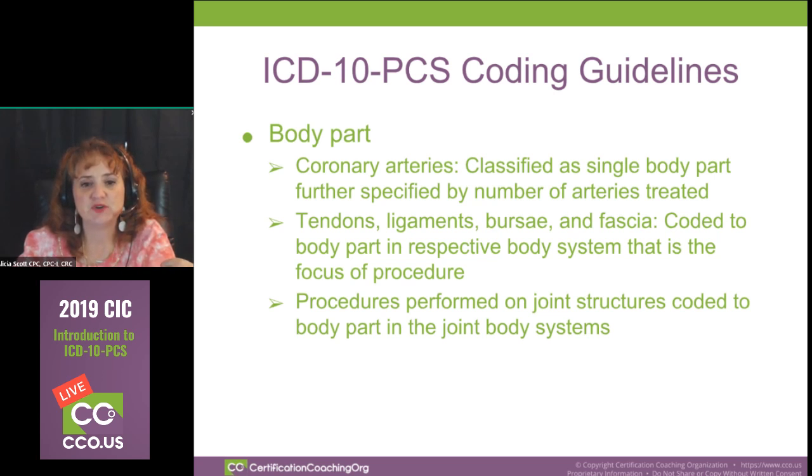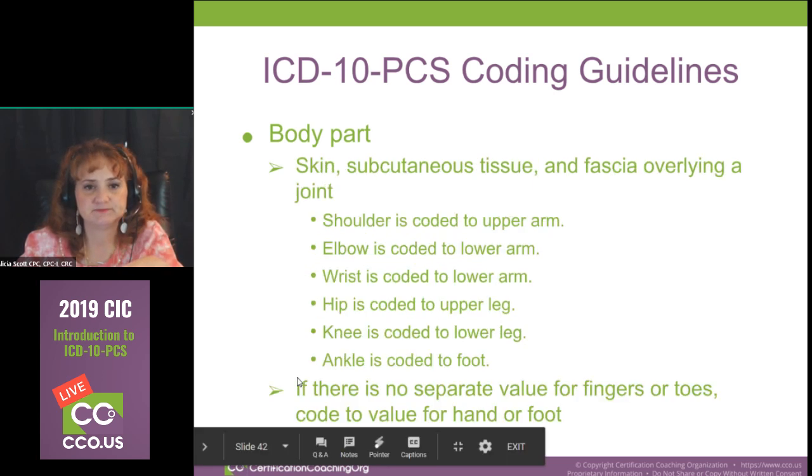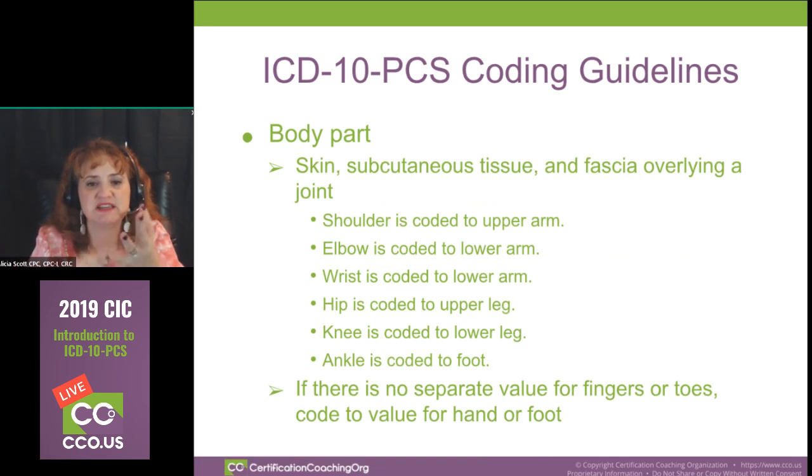So if we're doing the carpal tunnel, then you would need to be in that body system that you're working on. How about procedures performed on joint structures? Then it's going to be the joint body system. Whenever we deal with skin, subcutaneous tissue, and fascia that are surrounding the joint, that gets coded a little bit different. So this is kind of like a little key that you need.